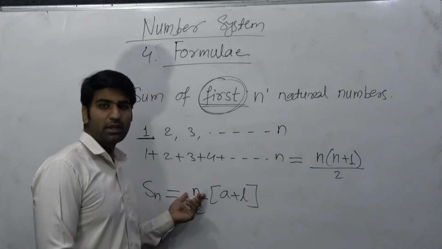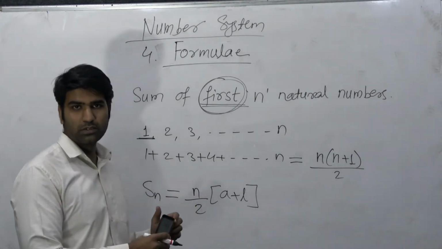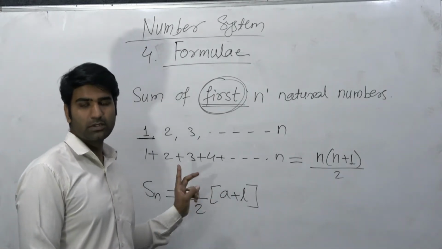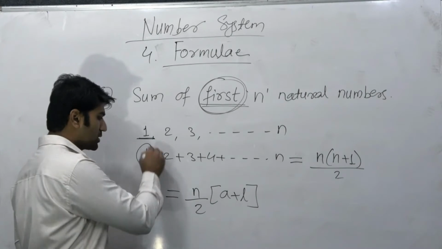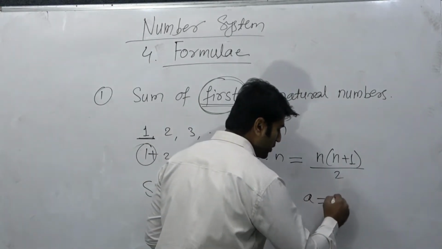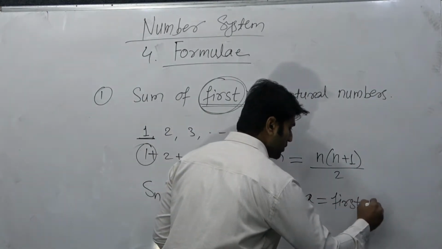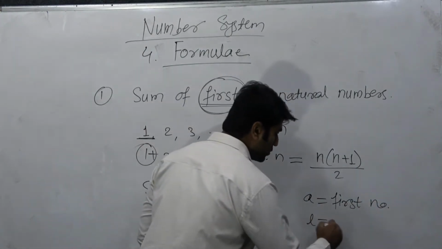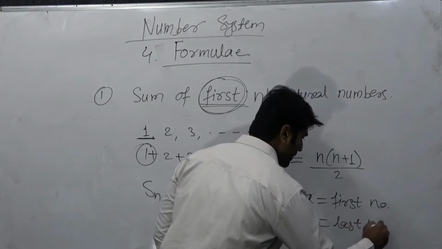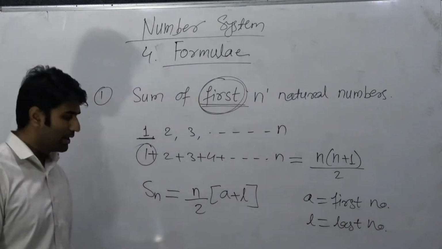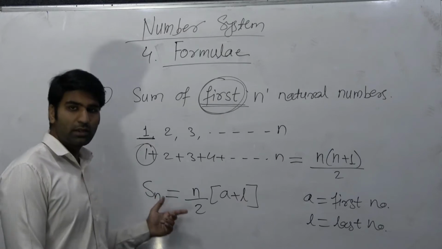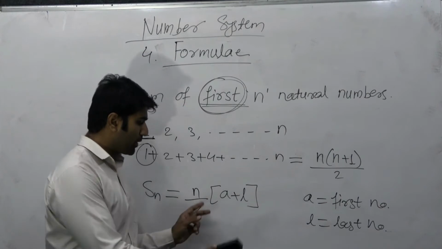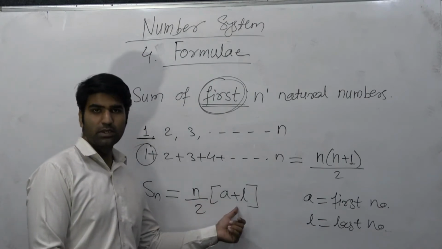So we know what is the n. N means total numbers given. What is a? A means first number. A means always first number. So write down here a is equal to first number of the given series, and l is equal to last number. So sum of n numbers is equal to n means total numbers upon 2 into bracket a plus l.